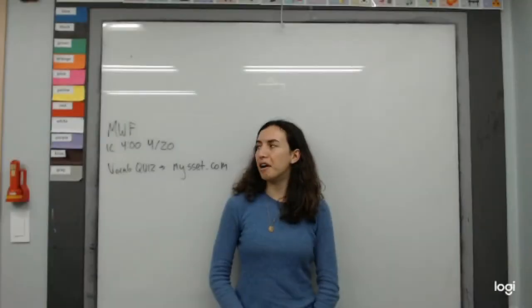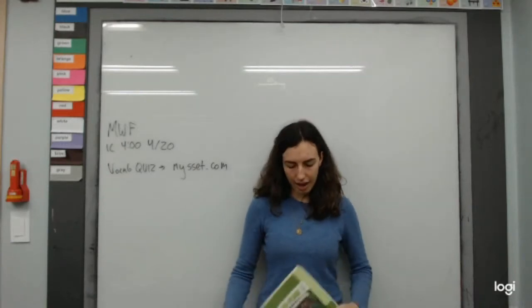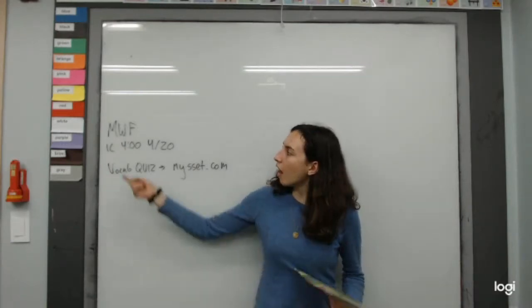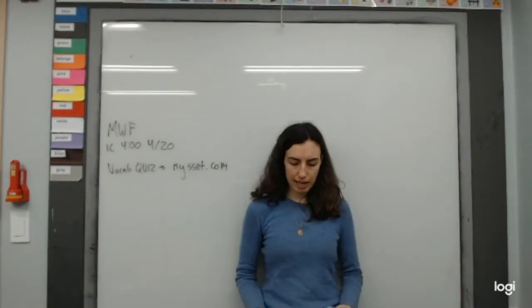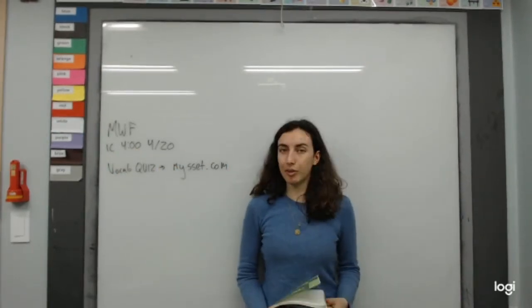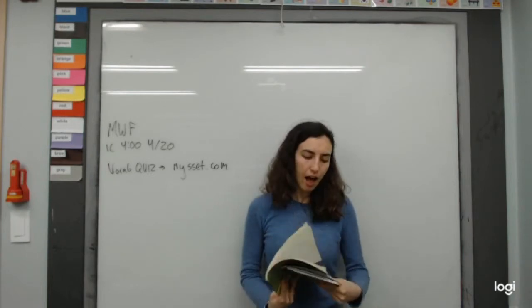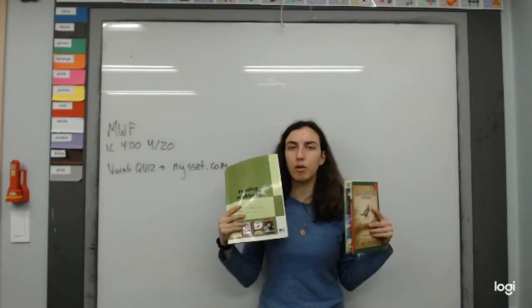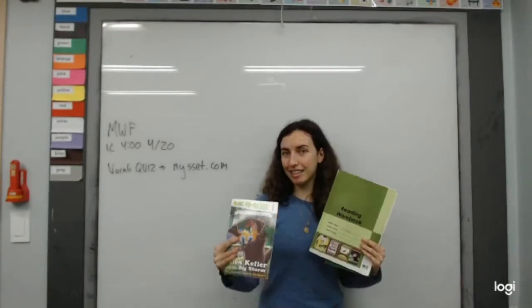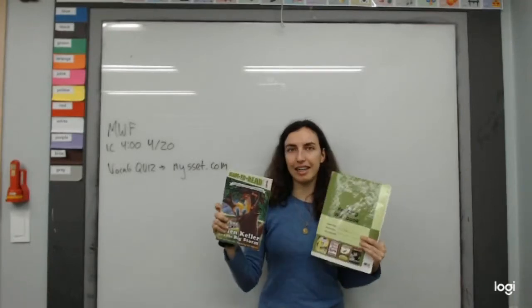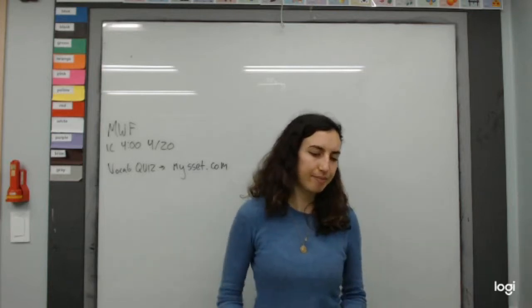Teacher again. It is good to see you. So I have today our Monday, Wednesday, Friday, 1C, 4 o'clock, Monday, 420's class. And today we are doing reading, and we are doing a lot of reading. So please take out your reading workbooks, Grasshopper on the Road, and Helen Keller, okay? And then let's get started.